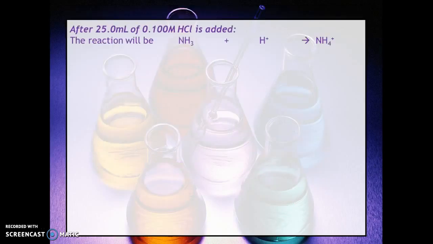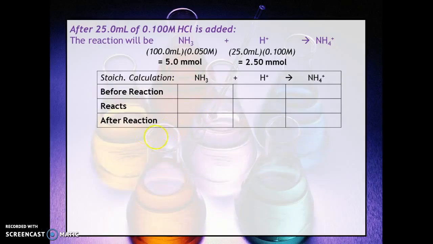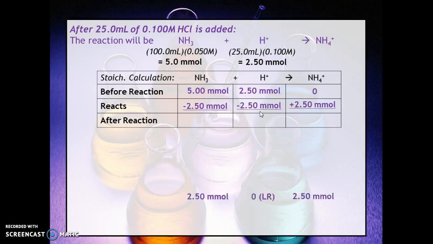Now it asks after 25 milliliters. This is when I need to really start thinking about what's happening. I'm adding in hydrogens here. So what should my pH do? It should drop. So what I'm going to do is convert to millimoles like we've been doing and plug them into my stoichiometry box, my BRA box, or whatever you want to call it, and determine my shift again. Well, this side's going to subtract 2.5, that side's going to add it, and in this case my H is going to be my limiting reactant.